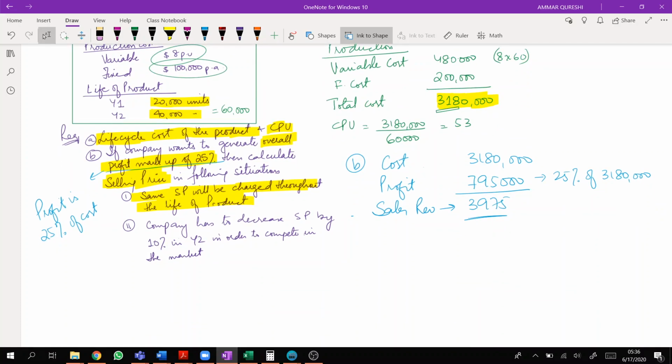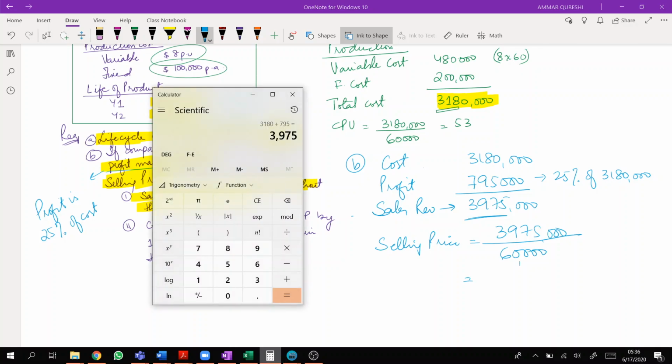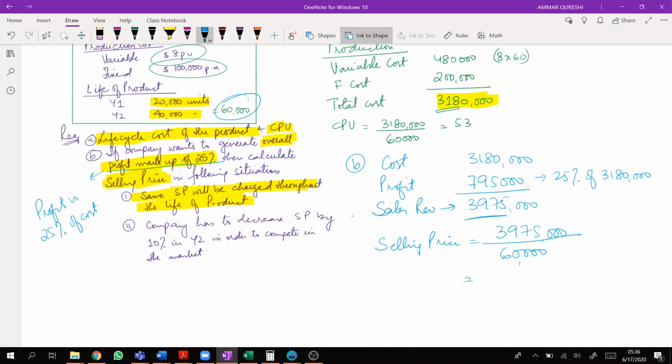Now, if you want to charge the same selling price throughout the life of the product, what you need to do is simply divide revenue by the quantity. So we need to generate $3,975,000 from how many units? 60,000 units. So we will simply divide it by 60,000 and we will get the selling price. So you will get 66.25. So if you charge $66.25 per unit, then you will be able to generate profit of 795,000, right?